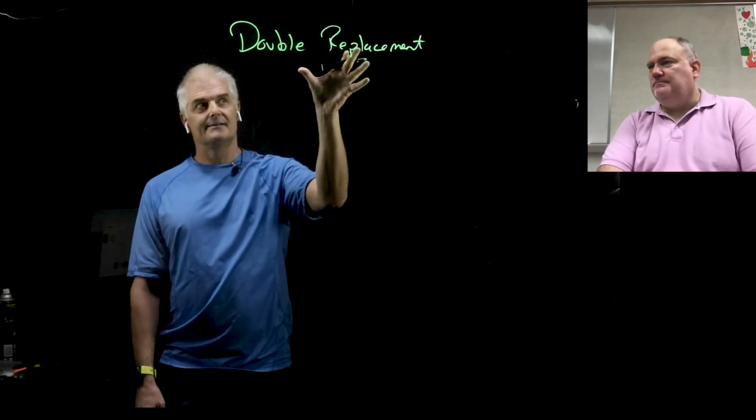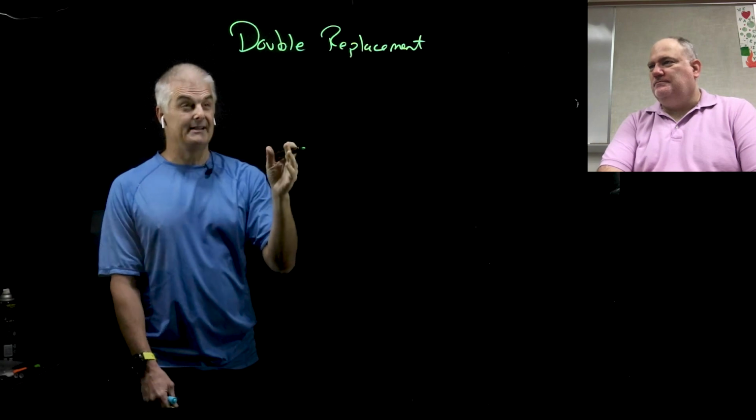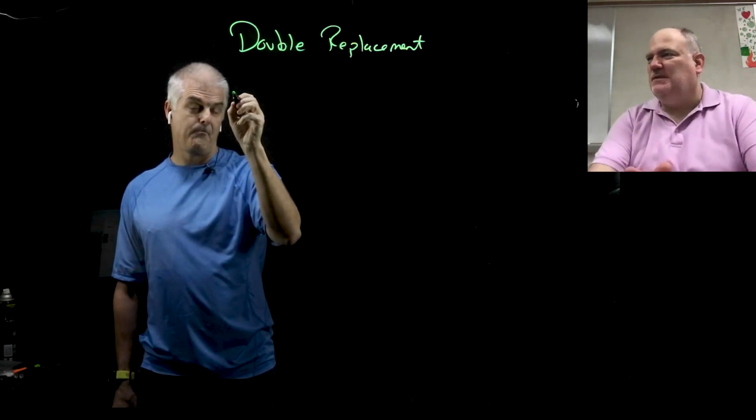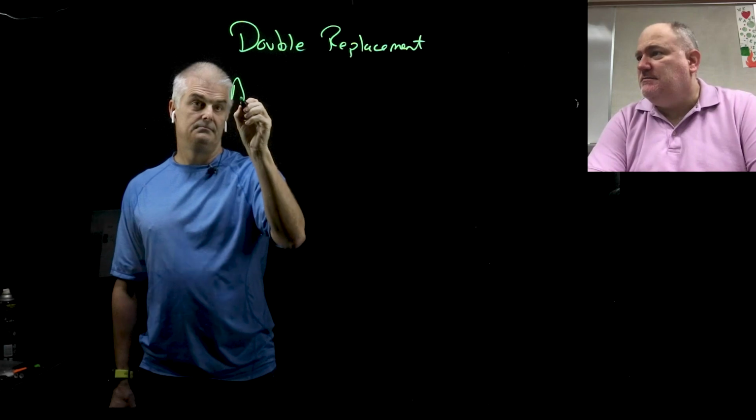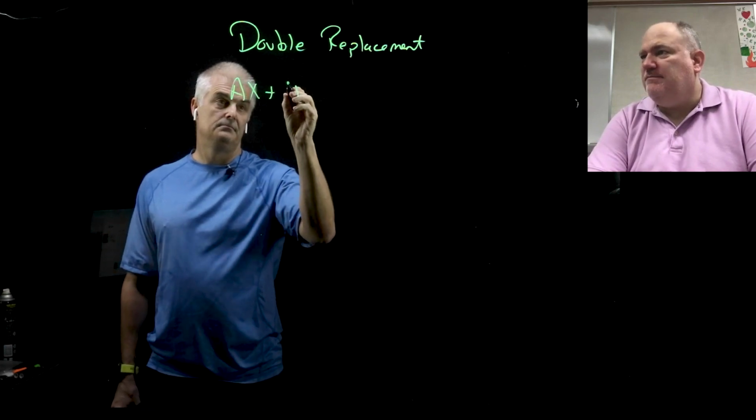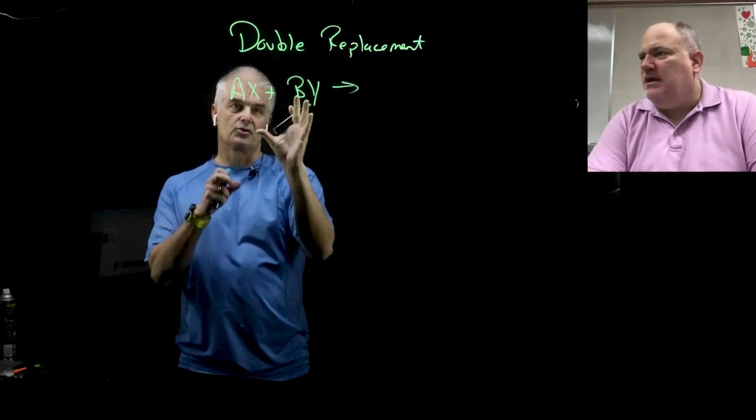All right, well, next type. Let's do double replacement. I think I'm getting the idea. So what's the general form? That would be AX plus BY. Oh, and they're like trade partners, right?